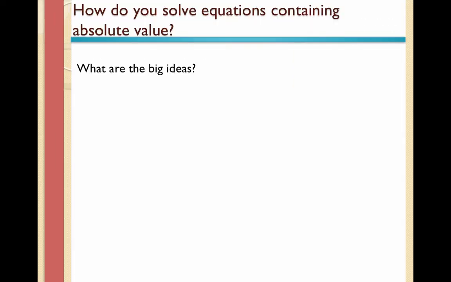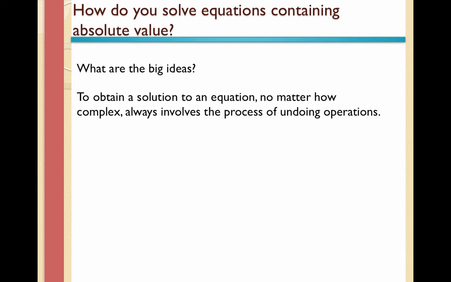How do you solve equations containing absolute value? So what are the things that we need to keep in mind? When you solve any kind of equation, no matter how complicated, we can boil it down to the process of undoing operations. So for example, to undo an addition, you would subtract. To undo a subtraction, you would add, and so on.